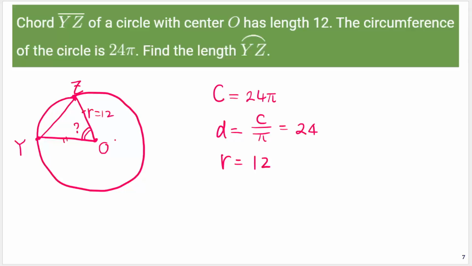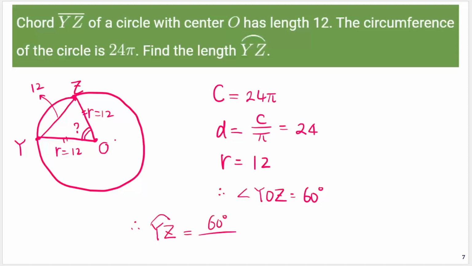So here r equals 12. The other side of the triangle is also 12, and we are also given that the third length here, the chord YZ, is also 12. So we know this angle here, YOZ, is 60 degrees, right? This is how we find the angle there. Therefore, we know the length of the arc YZ equals 60 degrees over 360 degrees times the circumference, which is 1/6 of 24 pi, which is 4 pi, right?